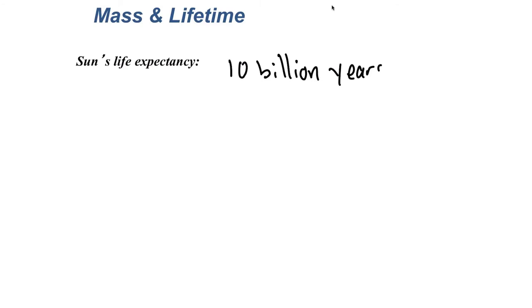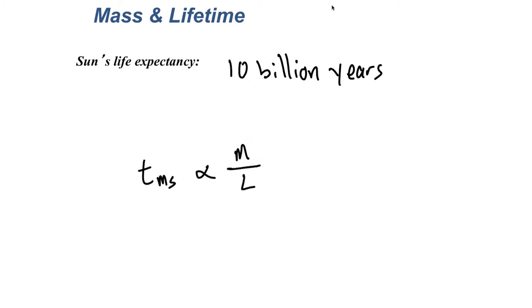In fact, we can write this down. The main sequence lifetime of a star, let's say T sub ms for main sequence lifetime, is proportional to that object's mass divided by its luminosity. That is the gas can problem.